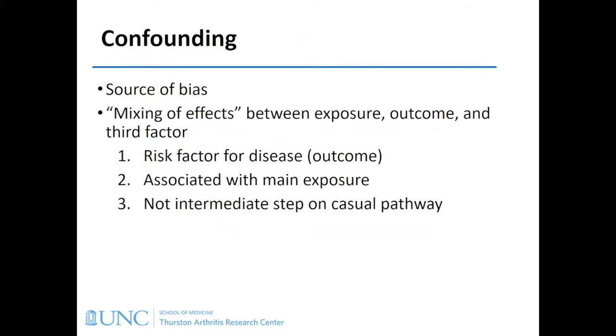So now I'll go into talking about confounding. Confounding is a source of bias that is often referred to as a mixing of effects when we're trying to look at an exposure and an outcome. It turns out that there's some third factor that might be playing a role in any association that we see with the exposure and the outcome. So we consider a variable to be a confounder if it is a risk factor for the disease, if it's associated with the main exposure that we're interested in, and if it's not an intermediate step on the causal pathway. I'll go through some examples to explain what all of that means.